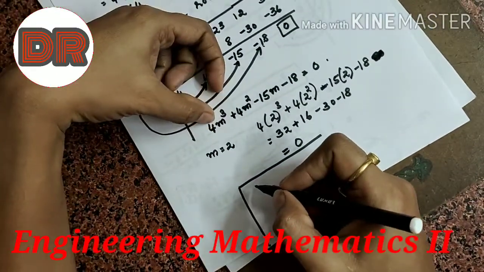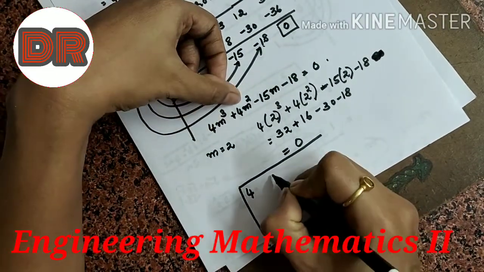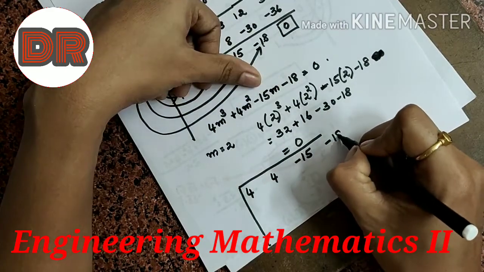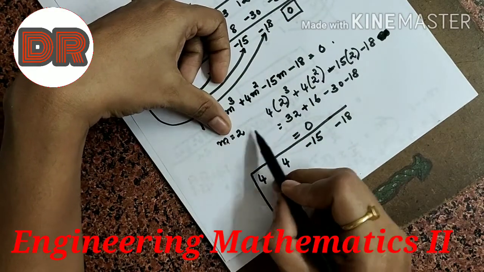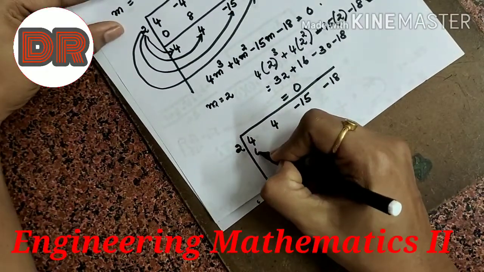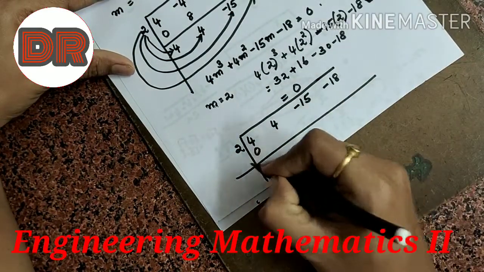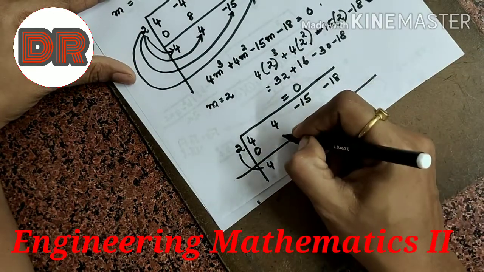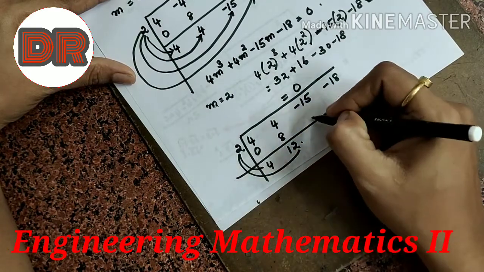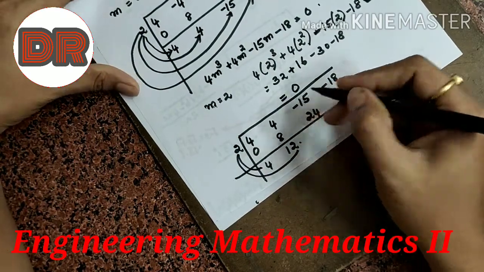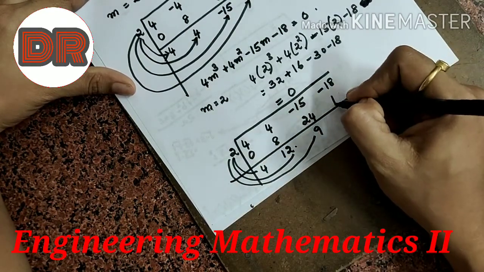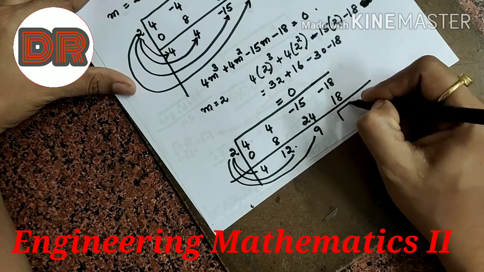Now we are taking this as an equation. So write the coefficients from here. So it is 4, it is 4, it is minus 15 and it is minus 18, and we have already found out one root over here, it is 2. Okay, so we'll add 0 with this and it is 4, multiply with this, it is 8, add with this, it is 12, multiply with this, it is 24, plus 24 minus 15 will be 9, multiply with this, it is 18, and add it with this, so it is 0.